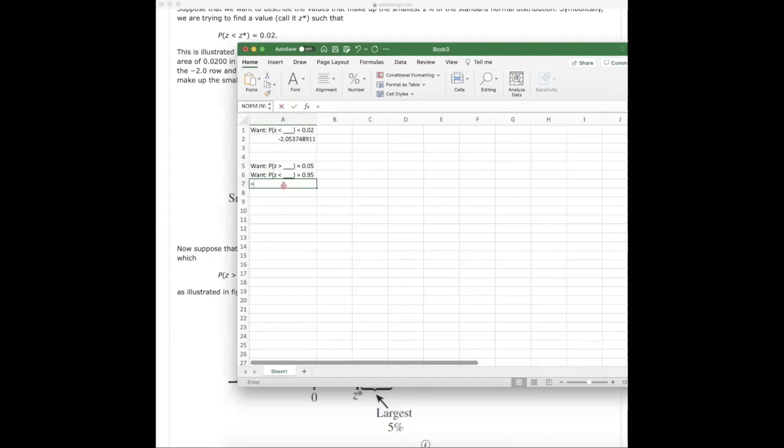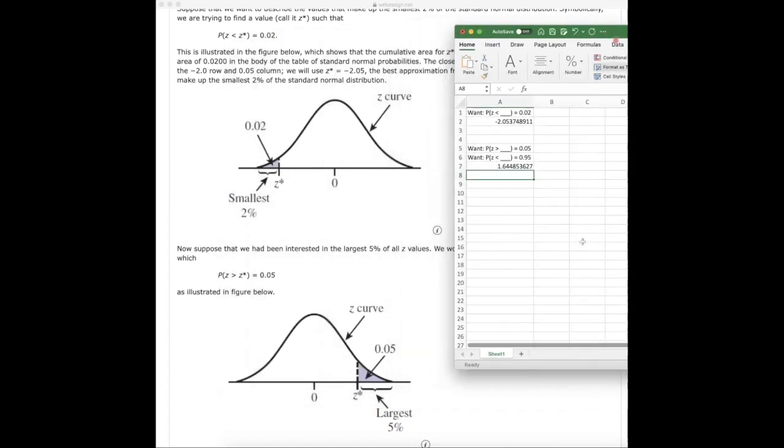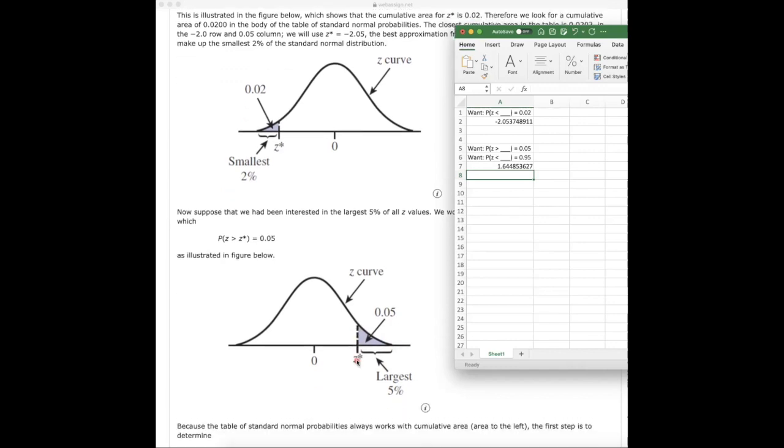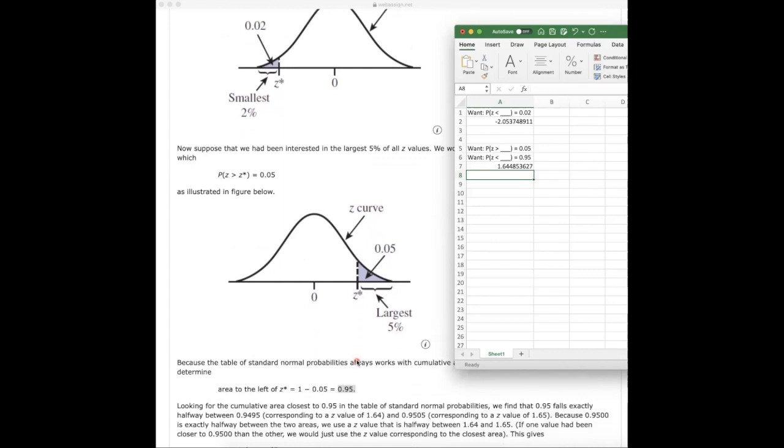So now in this case, we would say norm.inv. The probability in this case is 0.95, mean of 0, standard deviation of 1. And we can find that the probability that z is less than 1.64485 is about 0.95. So the probability of being greater than 1.64 is 0.05. So we can do that in both directions, but you do have to make the translation.